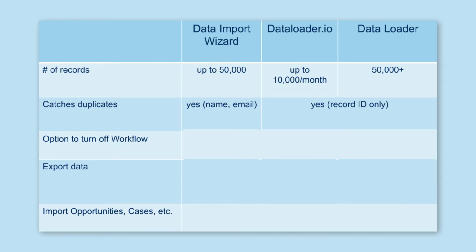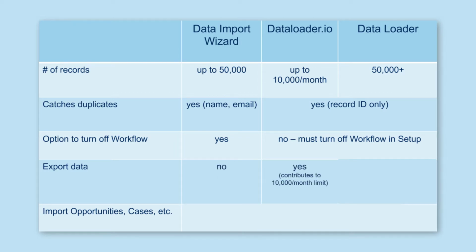With the wizard, you have the option to turn off workflow. With Dataloader.io and Data Loader, you'll need to remember to deactivate workflow rules from setup before you begin your import. If you need to export data, like record IDs, you can use either Dataloader.io or the Data Loader. And if you need to import objects not supported by the Data Import Wizard, such as opportunities or cases, you can use either Dataloader.io or the Data Loader.